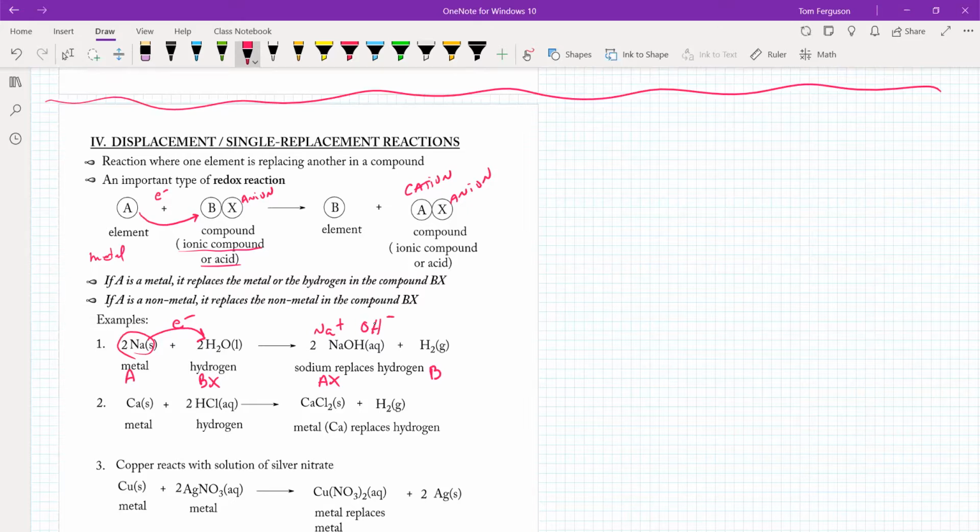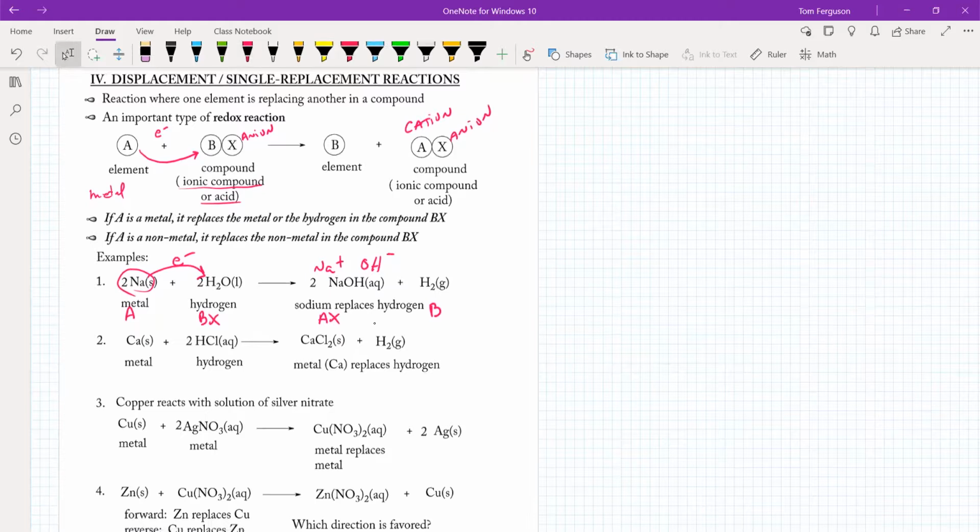Okay, let's look at calcium metal along with hydrogen chloride, hydrochloric acid. Okay, so again, we're going to lose electrons, in this case 2, because it goes to Ca plus 2, because it's CaCl2. You know that's plus 2, because it's in group 2 on the periodic table. All right.